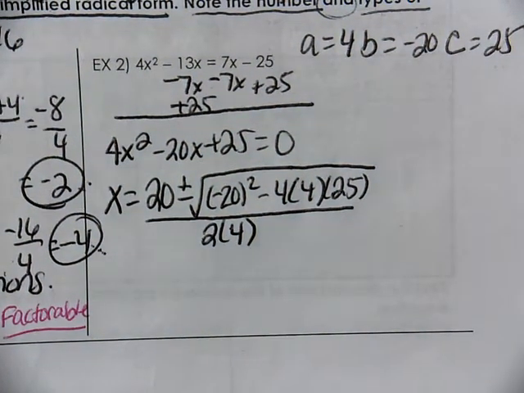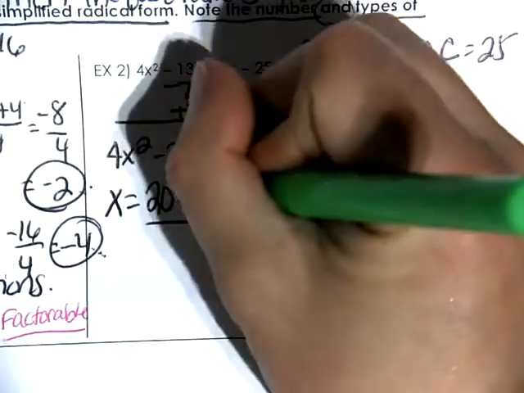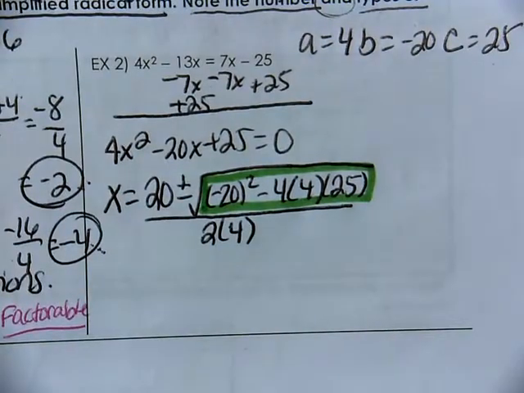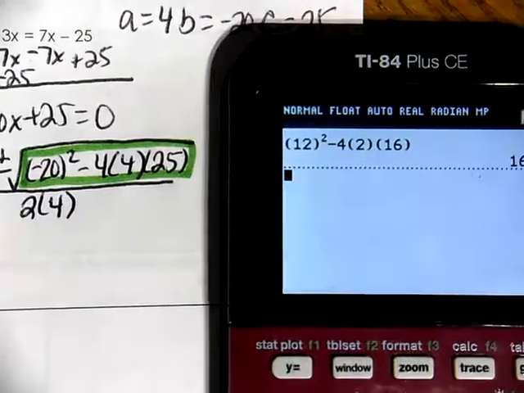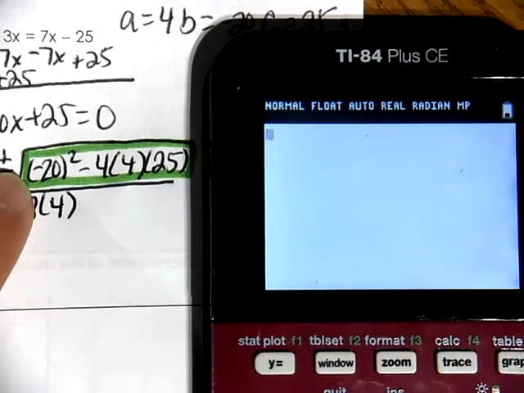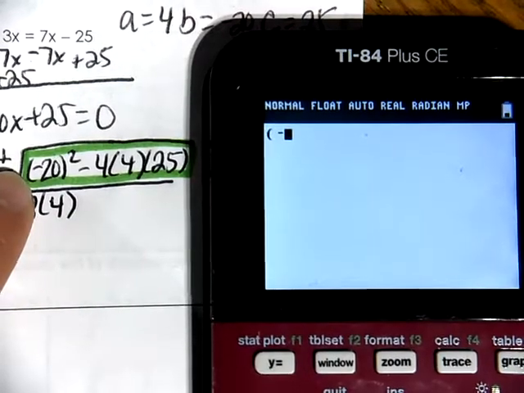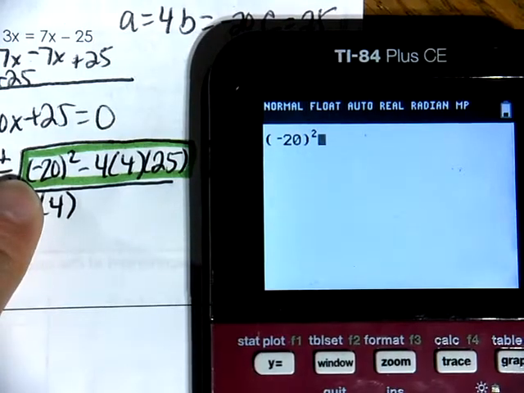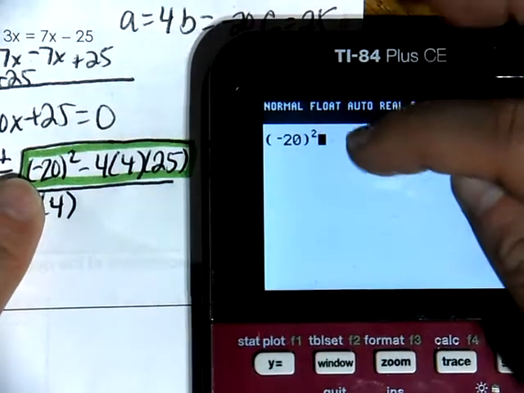All right, just like before, we're going to put negative 20 squared minus 4 times 4 times 25 into our calculator. This is known as the discriminant. And it's a lot easier of a problem if you just put this piece into your calculator to figure out what that value is. So we have parentheses, negative 20 squared. Be careful here. A lot of kids won't put the parentheses and they'll end up with a negative 400. So please, please, please be very careful. Write your answer exactly as you see it right here. So that's how you type it into your calculator.